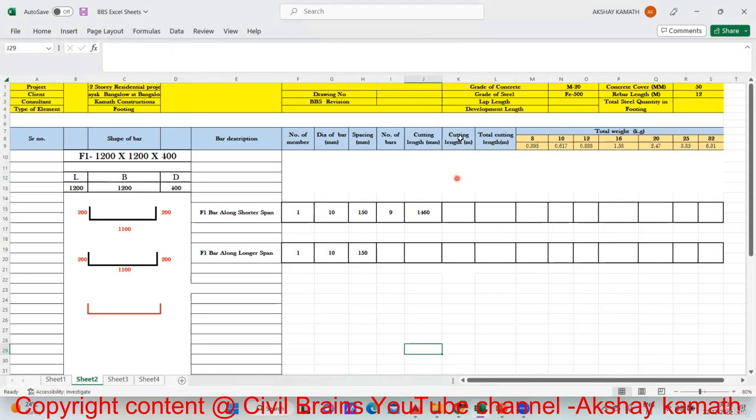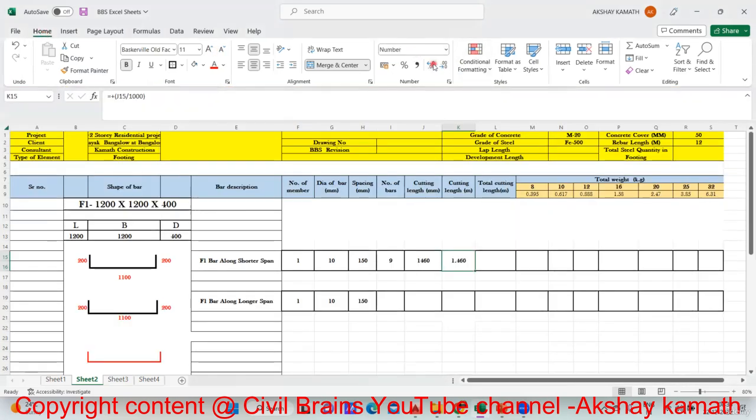Now come to the cutting length. Whatever cutting length we have found is in mm. I want it in meters. It's very simple. Whatever cutting length you got, you divide it by 1,000 and close the bracket. So now you'll get it in meters, 1.460. If you want, you can increase the decimal places, but we'll keep it as 1.46 only.